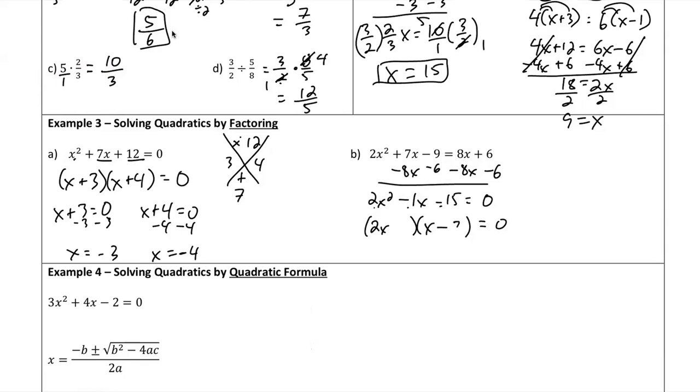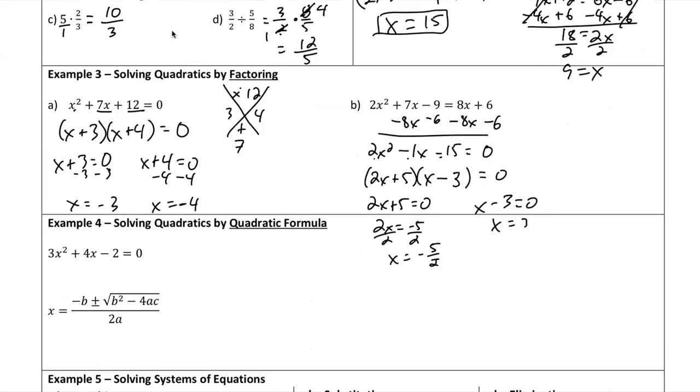Sorry, it'll be a -3 and a +5. Because when I multiply this out, when I go backwards, like a guess and check, this multiplied out is a -6x. 5 times x is a +5x, which comes out to a -1x, and that's what's in the middle. So now I can say 2x plus 5 equals 0, x minus 3 equals 0, and then x equals 3, and then this one, I'm going to have 2x equals negative 5, and then I want to divide by 2, so I get negative 5 over 2.